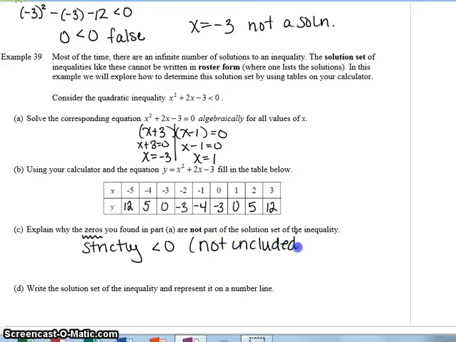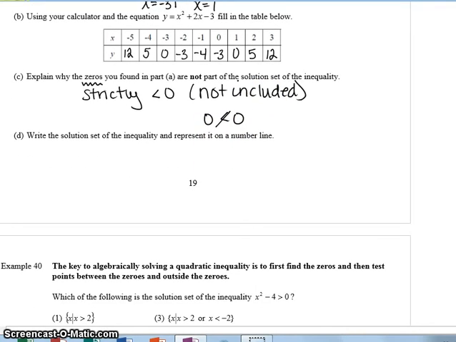So the zeros, aka the roots, the x-intercepts, the solutions, are not going to be included because it's not equal to 0, okay? Because 0 can't be less than 0, okay? That's not true, okay? Part D, write the solution set of the inequality and represent it on a number line.